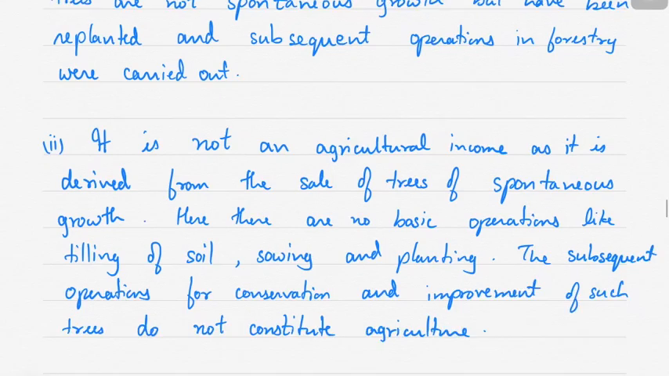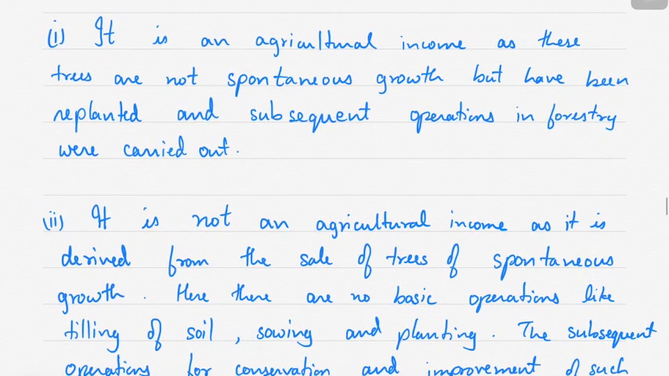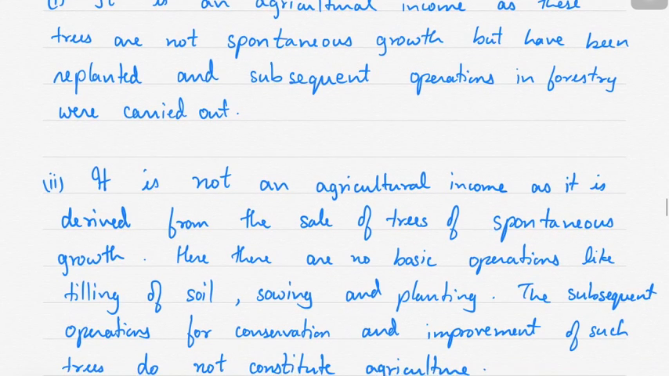So I have written the answer here. Okay. For the first one, it is an agricultural income as these trees are not of spontaneous growth but have been replanted and subsequent operations in forestry were carried out. And the answer for the second question would be it is not an agricultural income as it is derived from the sale of trees of spontaneous growth. Here there are no basic operations like tilling of soil, sowing and planting. The subsequent operations for conservation and improvement of such trees do not constitute agriculture.